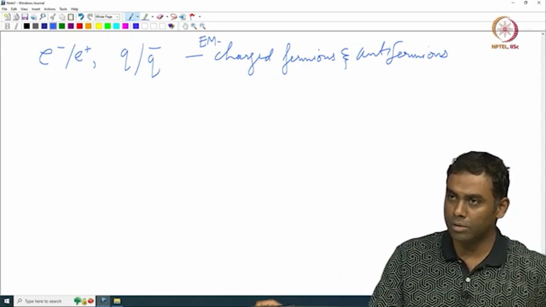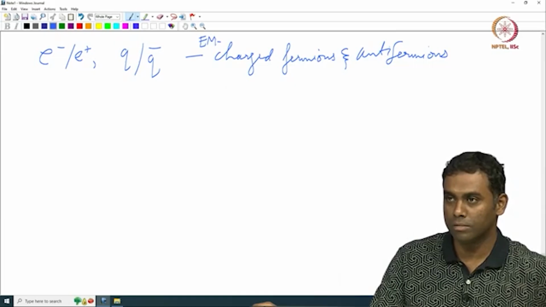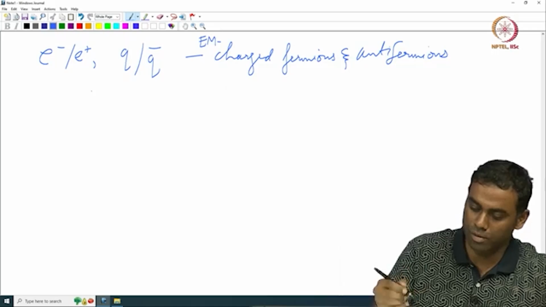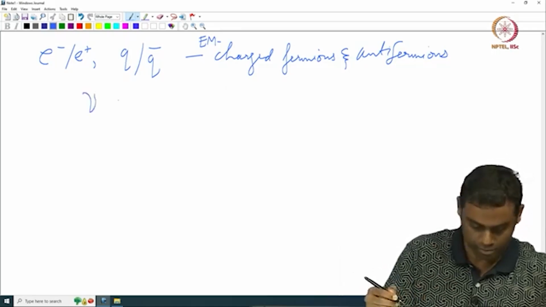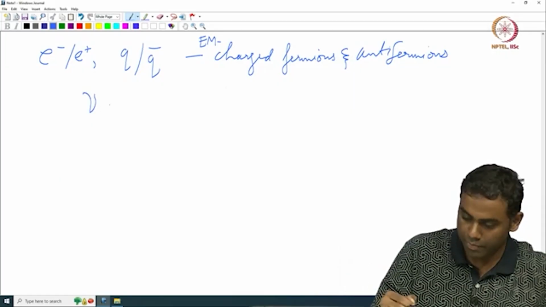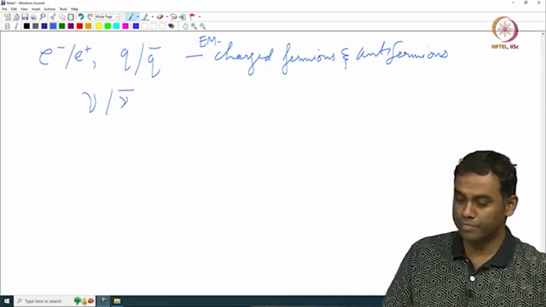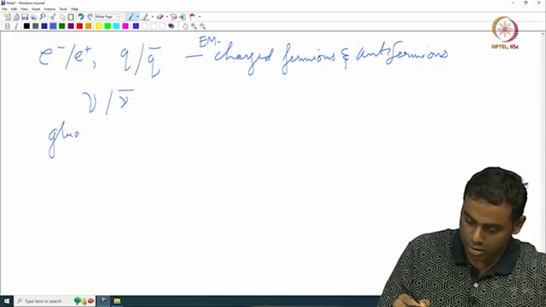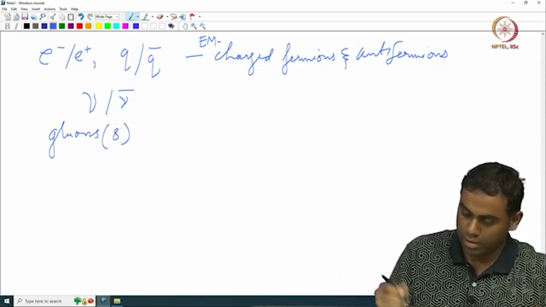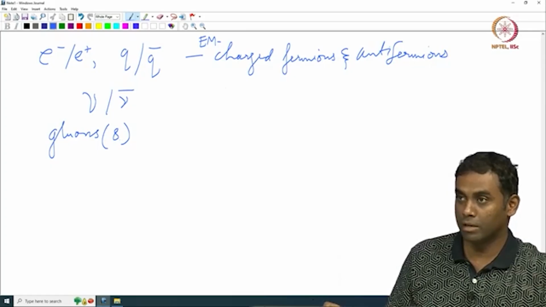Are there any electrically neutral fermions at the fundamental level? Neutrinos, good. So from the ingredients that we wrote down last time, we will also have neutrinos and possibly antineutrinos. We will still have the gluons, intact, because the SU3 did not break, the color group did not break.